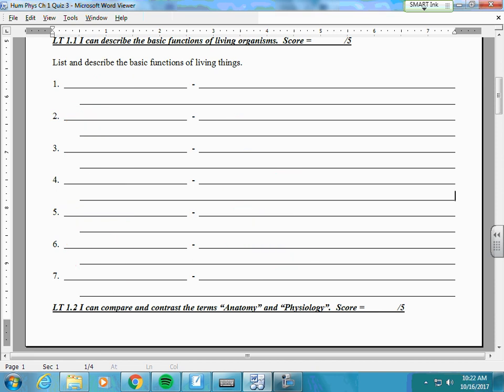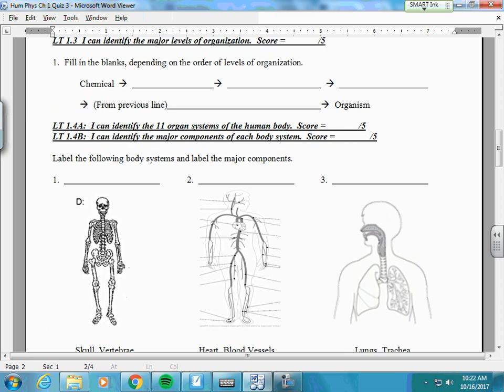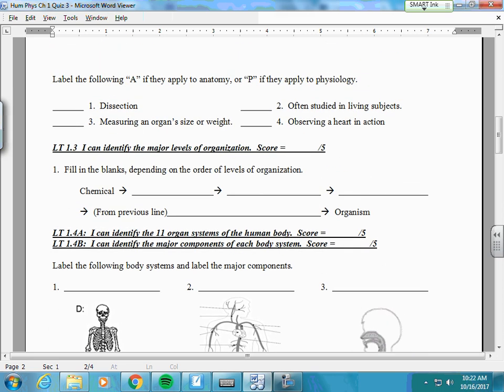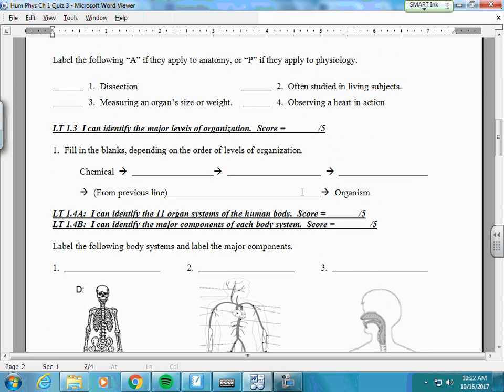LT12 about anatomy and physiology. So we have some examples put down here. Anytime it's not moving, not living, just sitting there and we're studying it, that's going to be anatomy. So in this case, like dissection would be anatomy. Just looking at the organ size or weight would be anatomy. But when we're looking at actual tests, things taking place in real time, studied living subjects that are moving and doing things, that would be physiology. And observing a heart in action, same thing, in action.